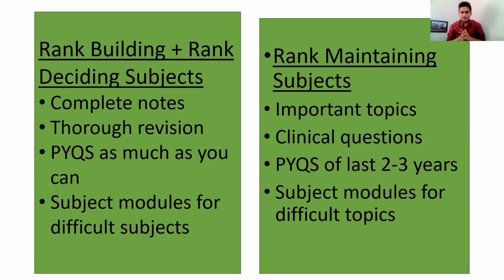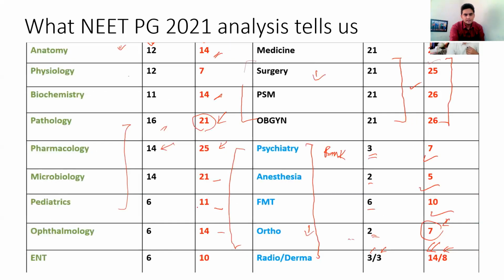So the summary of what I said till now is, whenever you make a plan for your reading and revision, make sure that you finish the high yield subjects first, because at the end you are going to panic and rush. So finish your rank building and rank deciding subjects first, followed by rank maintaining subjects, important topics, not page to page.